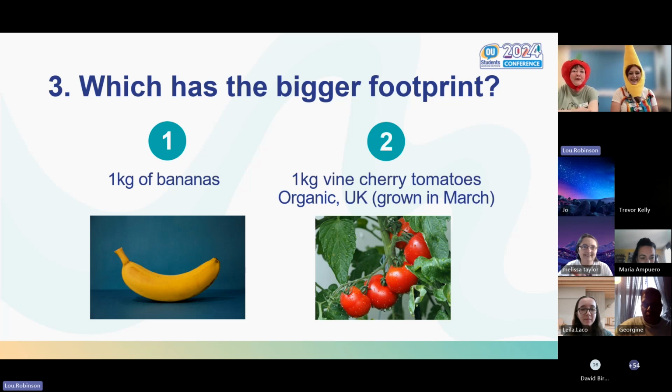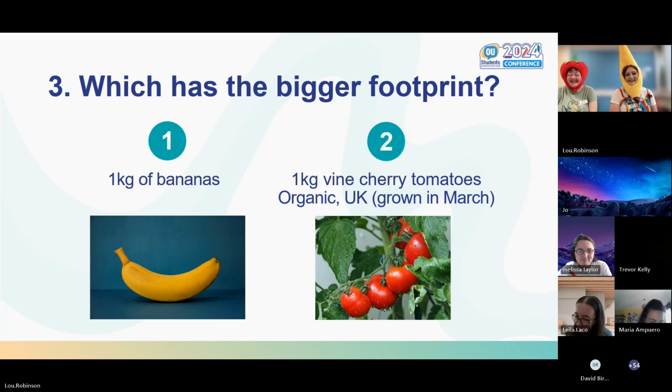So, which has the bigger footprint? 1 kilogram of bananas or 1 kilogram of vine cherry tomatoes, organic, UK grown in March? So all the details should be there for you in this one. Lots of fun facts coming your way about these as well. So when we do the answers, we'll be able to give you a little bit more detail behind these.